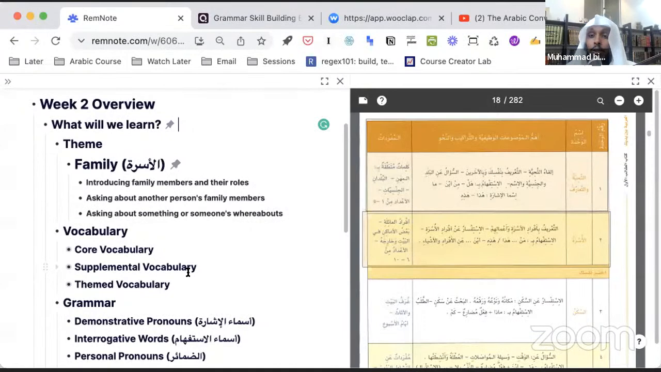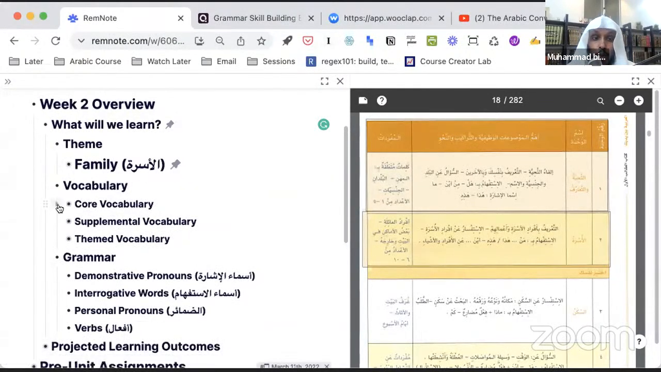These are the day-to-day scenarios that you always come across in your daily lives. So when you find yourself in that kind of scenario with an Arabic language speaker, you'll be able to introduce your family and also ask about his family. Okay, obviously it makes sense that this is the second unit. First unit is about yourself. Second unit is about the most important people in your life, which are your family.